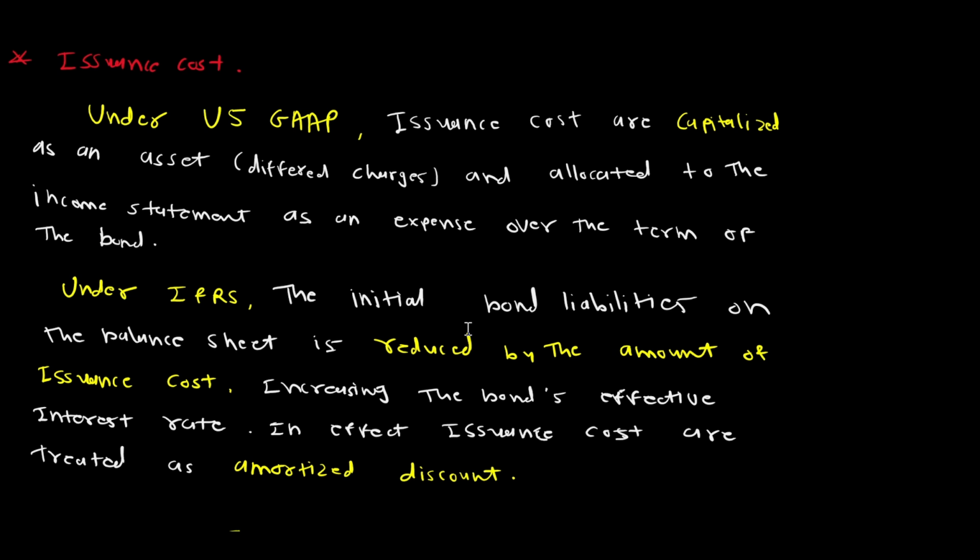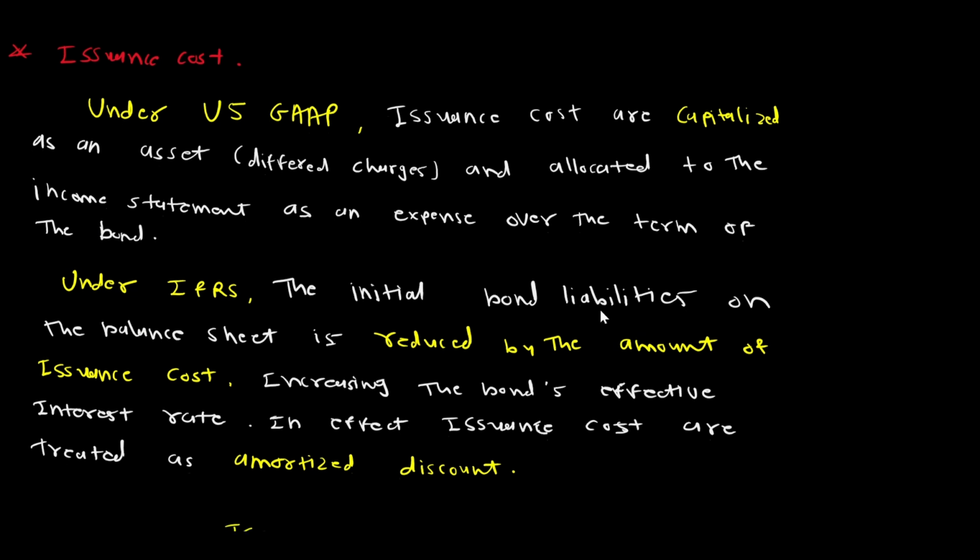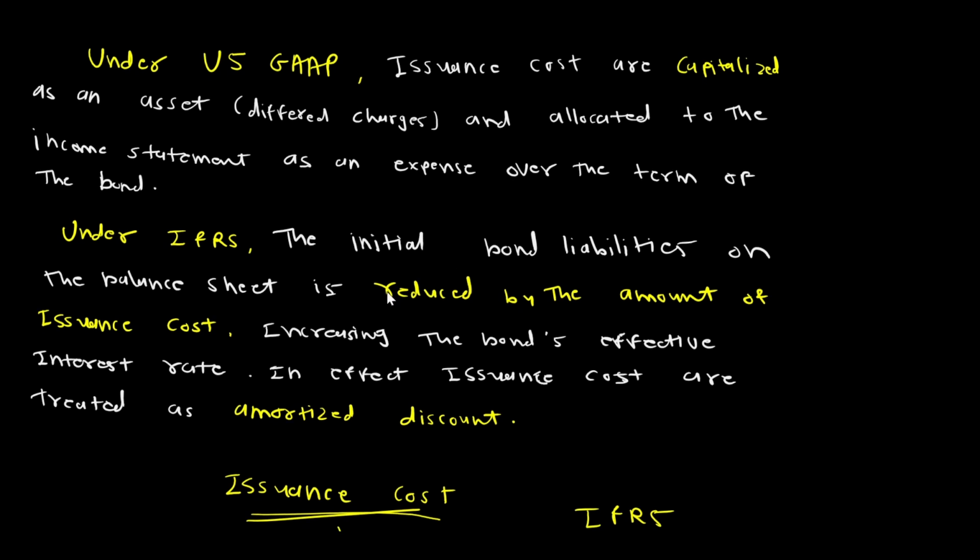Now let's discuss the issuance cost. Under US GAAP, issuance costs are capitalized as an asset, as deferred charges, and allocated to the income statement as an expense over the term of the bond. Under IFRS, the initial bond liability on the balance sheet is reduced by the amount of the issuance cost, increasing the bond's effective interest rate. In effect, issuance costs are treated as amortized discount.